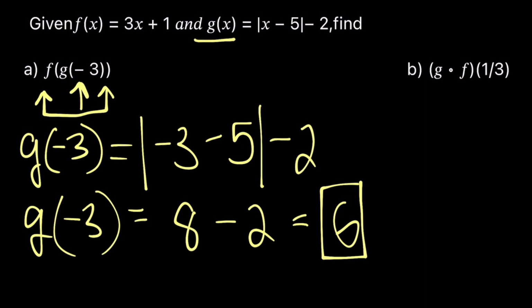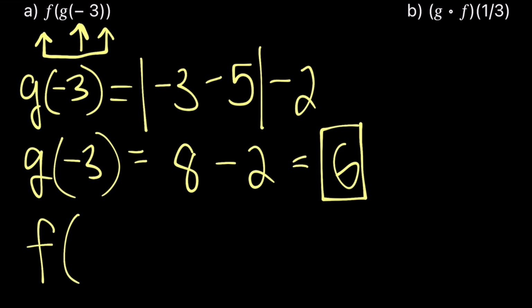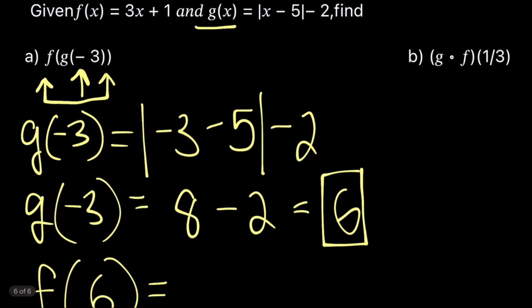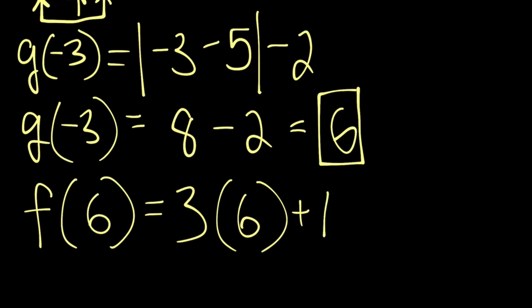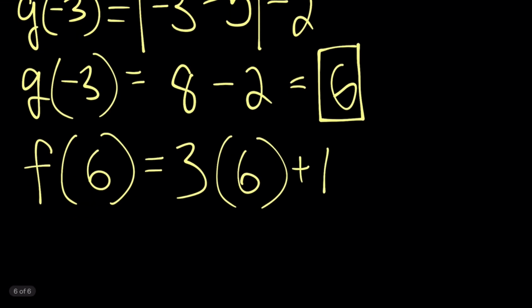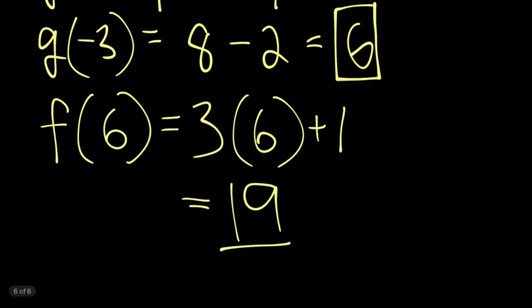But we're not done yet, because we have to plug in 6 into f of x next. So f of 6 equals 3 times 6 plus 1. So 3 times 6 is 18 plus 1, it equals 19. Let's move on to the next example.